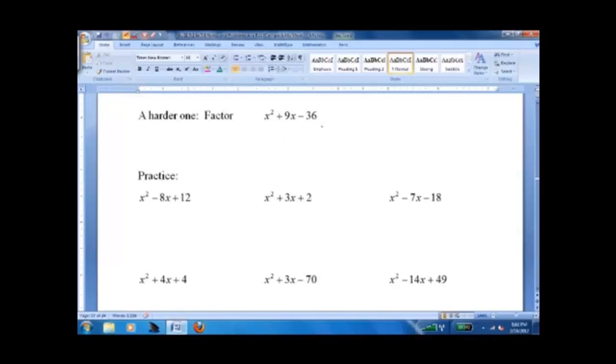So, another one. Parentheses. Variables, plus minus. 36 is 36 times 1, 18 times 2, 9 times 4, I forgot 12 times 3, and that's it. Now one's plus, one's minus, so they're no longer going to add up, they're going to subtract. So which one of these subtract to 9? 12 and 3. And something I forgot to do previously is we check it. Go back and FOIL it. Well, we don't have to FOIL it out. 12 times negative 3 is negative 36. And 12 minus 3 is positive 9. So it looks like it works.